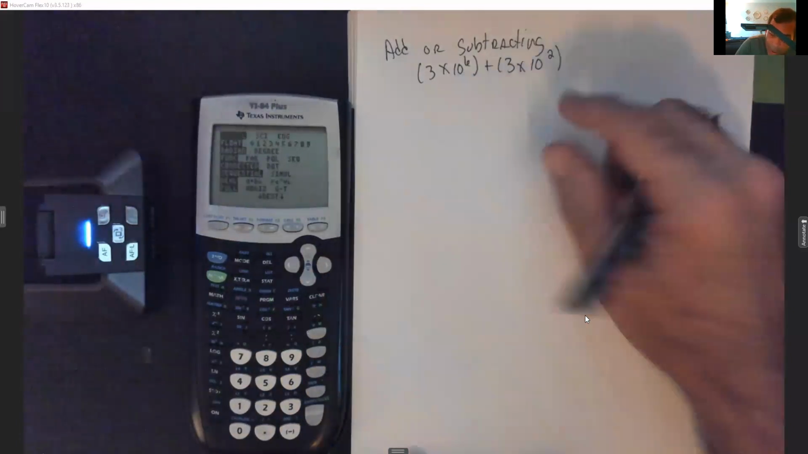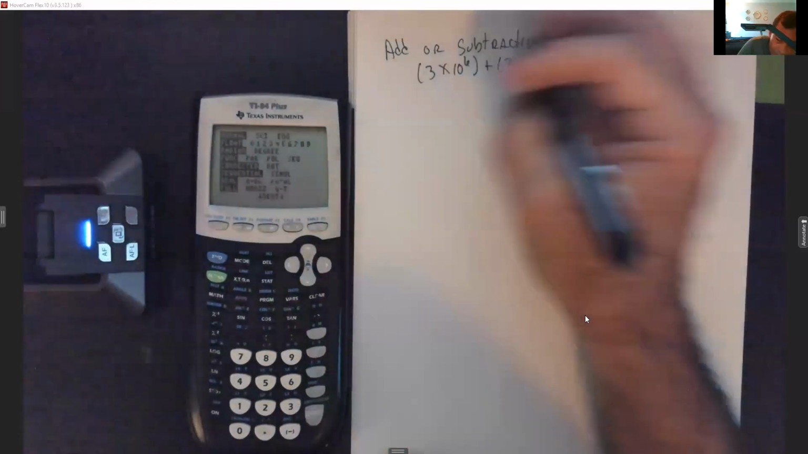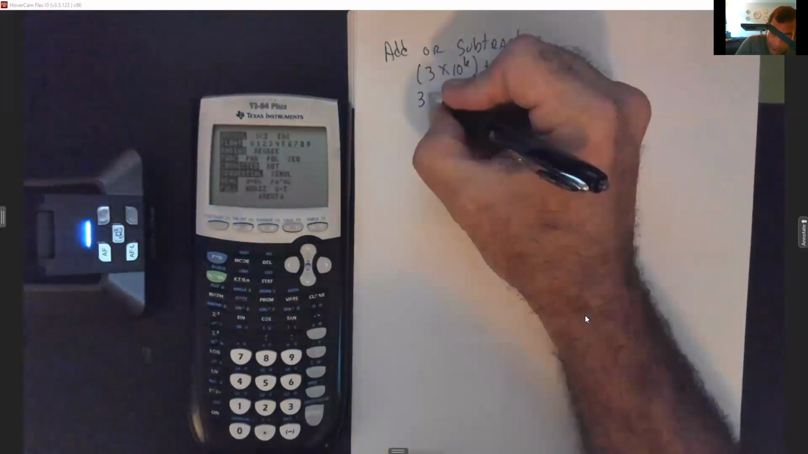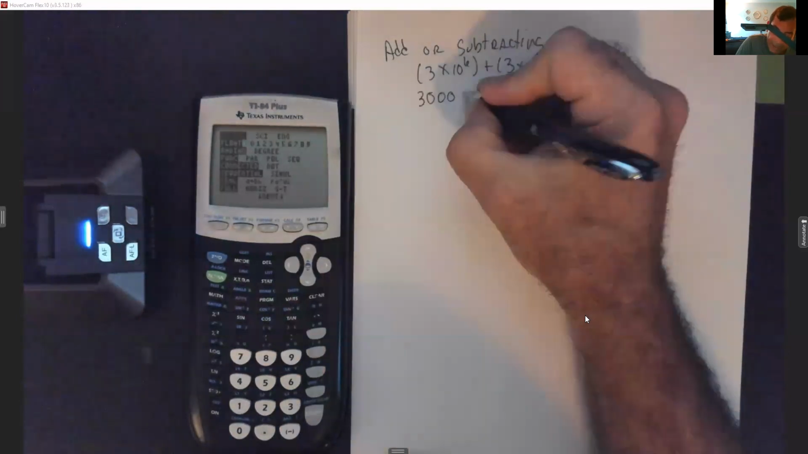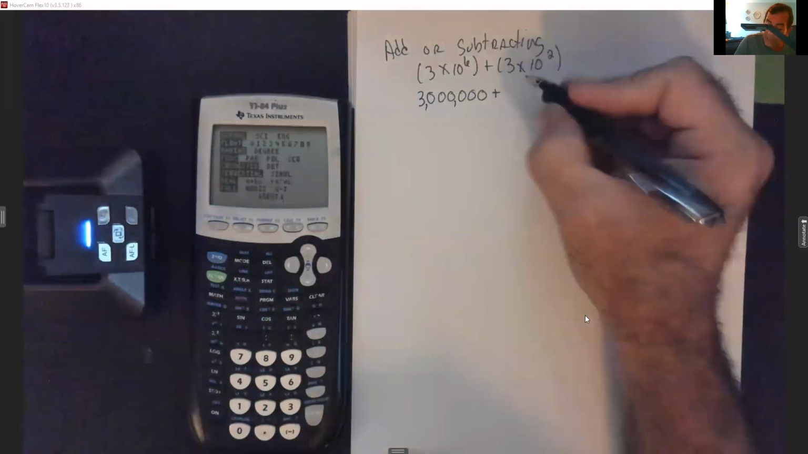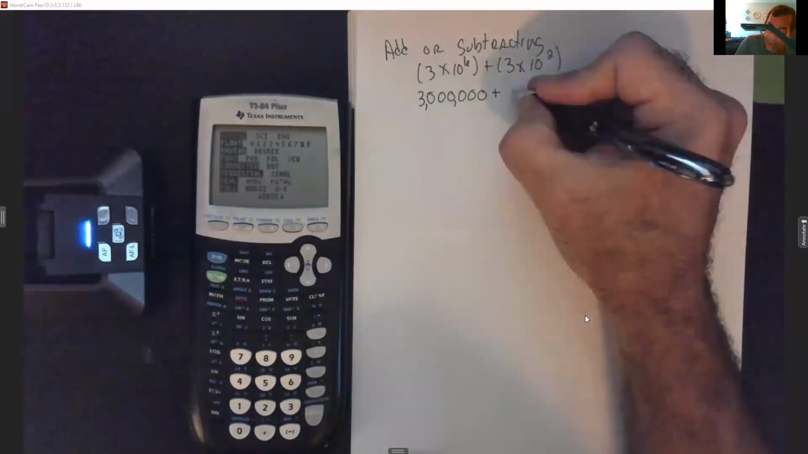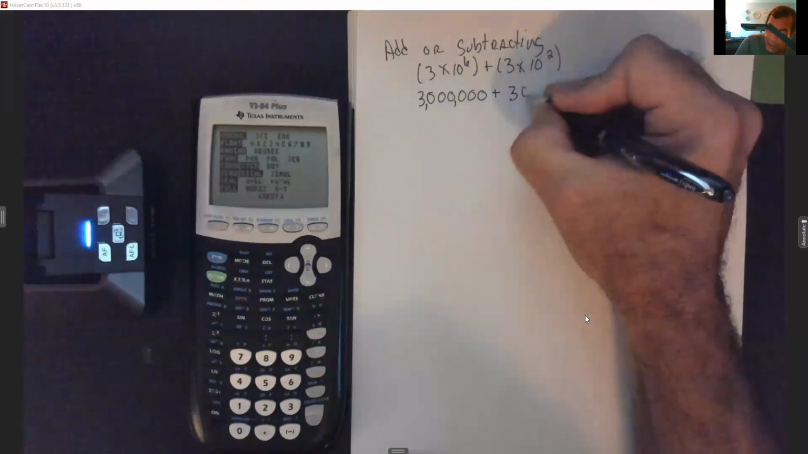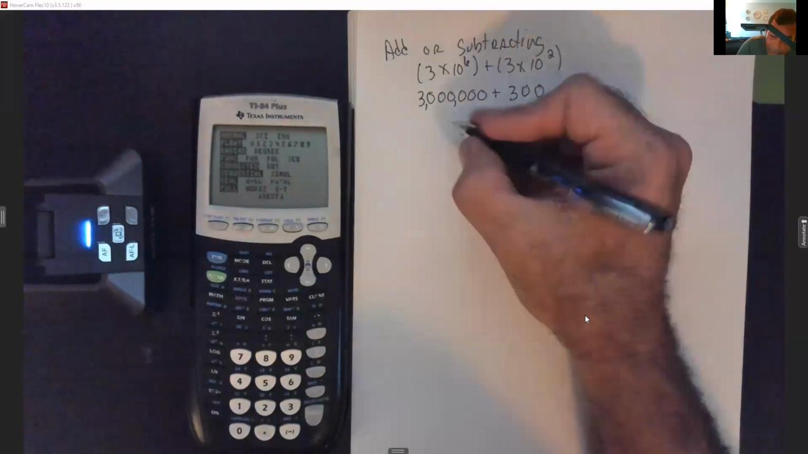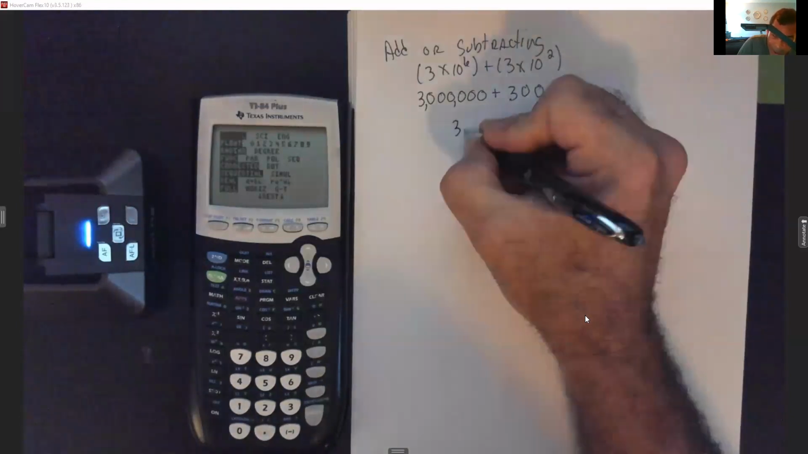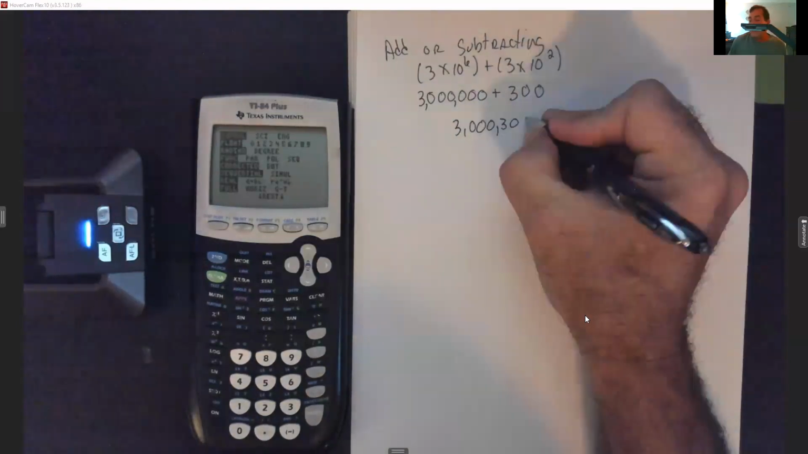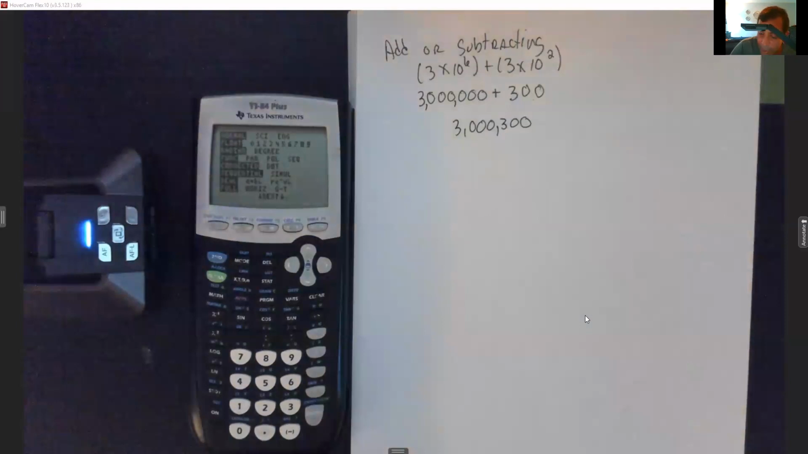them. So remember, 3 × 10⁶ means you got a 3, and you got to move the decimal right 6 times. So 1, 2, 3, 4, 5, 6. So that gives me 3 million. Plus 3 × 10² would be 3. Move the decimal right twice, and that would make a 300. Then you would add those together, right? So that would be 3 million, and then the 300 would add at the end. So I get 3,300,000, okay?